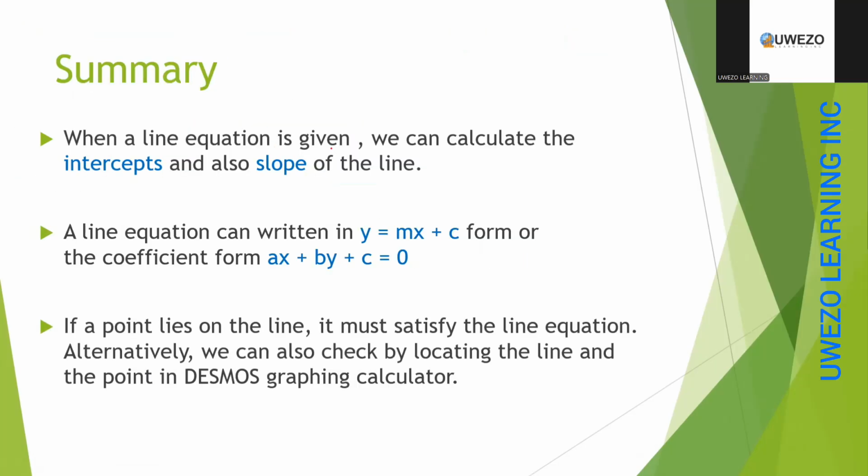To recap, when a line equation is given, we can calculate the intercepts and slope. The most commonly used form is y equal to mx plus c, and sometimes it can also be used in the coefficient form. If a point lies on the line, it must satisfy the line equation. Alternatively, we can also check the line in Desmos.